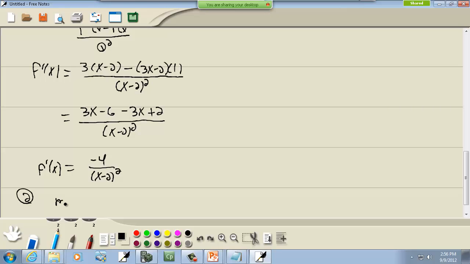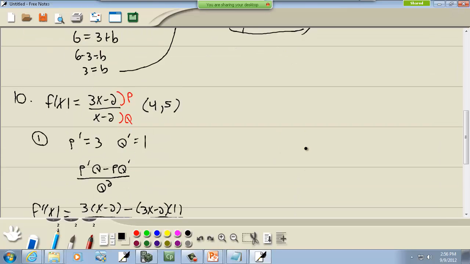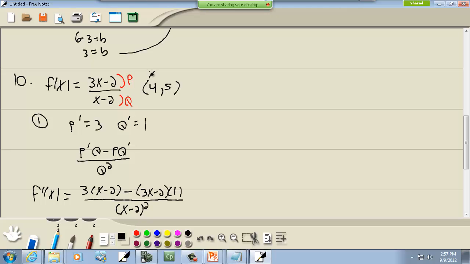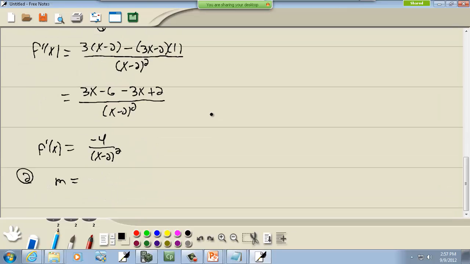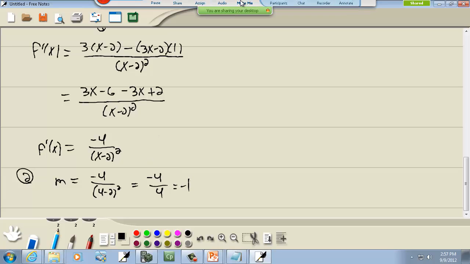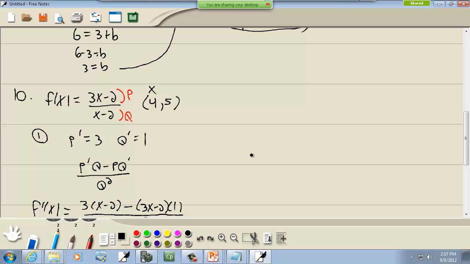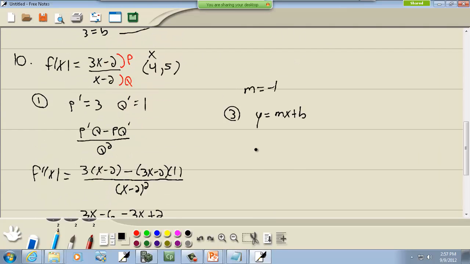Now our second step, change our notation to m and plug in the x part of our point. Well, let's go back up to the top. The x part of our point is the 4. So we plug 4 in for the x. So we got negative 4 over 4 minus 2 squared. 4 minus 2 is 2. 2 squared is 4, so that gives us a negative 1. So this is continuing from the bottom. We just said m is equal to negative 1.